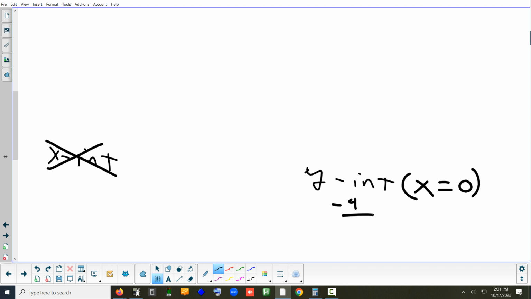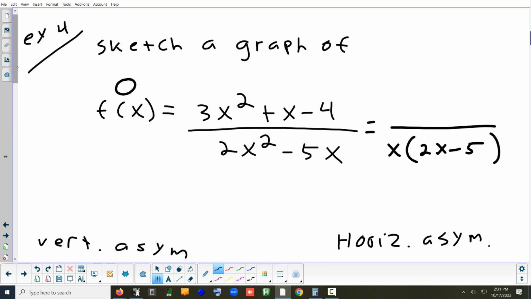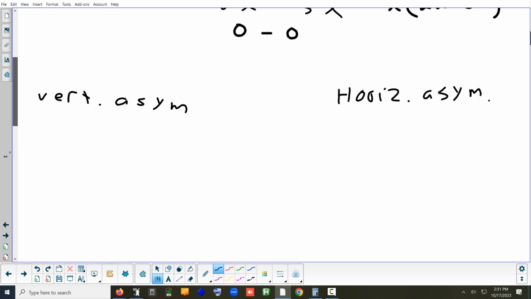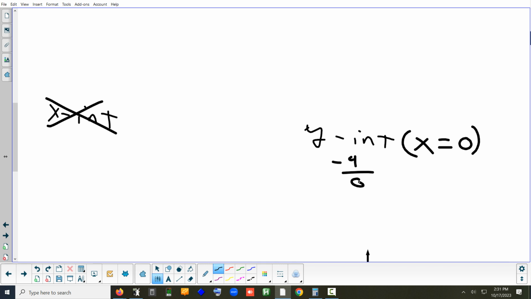Now watch what happens in the bottom. What's 0 squared? Times 2? 0. So that's 0. What's 5 times 0? 0. What's 0 minus 0? 0. So now we have that. What's wrong with that? Can't divide by 0. This graph never crosses the y-axis. It's never going to cross it. So y-intercept? None. So the intercepts don't really help too much in this one.